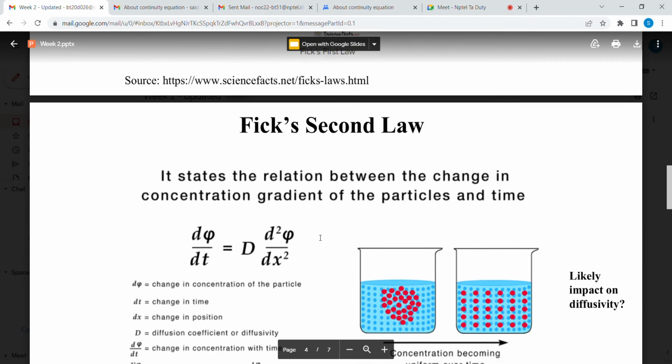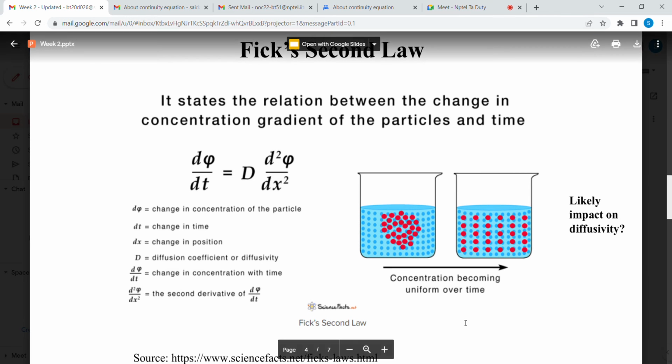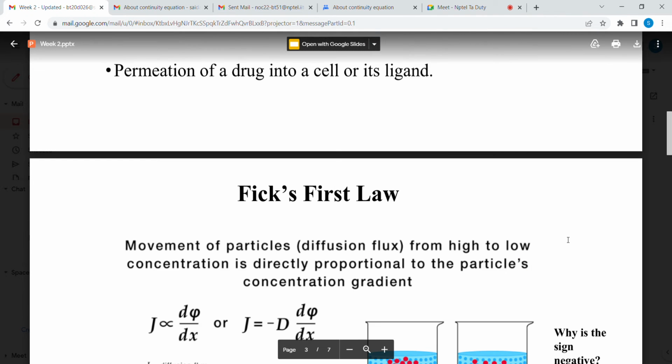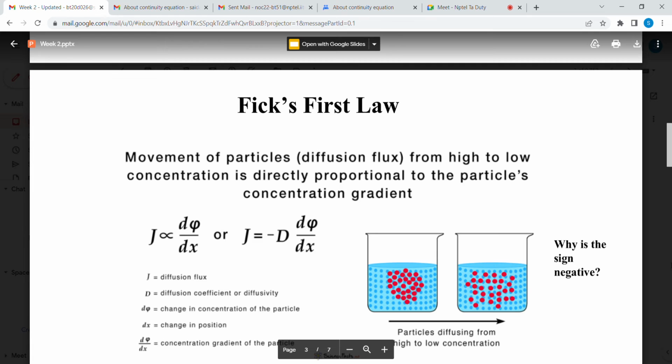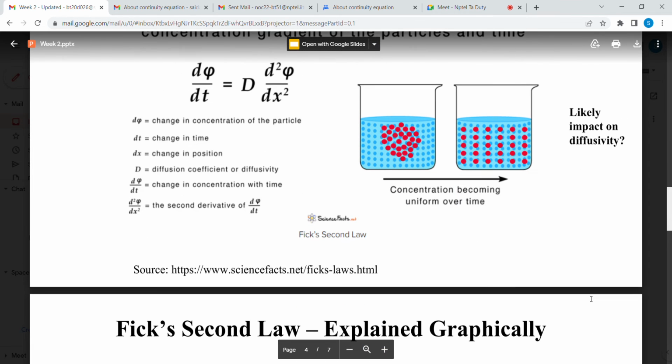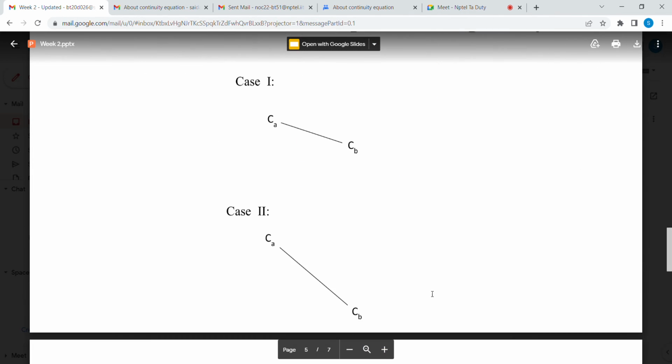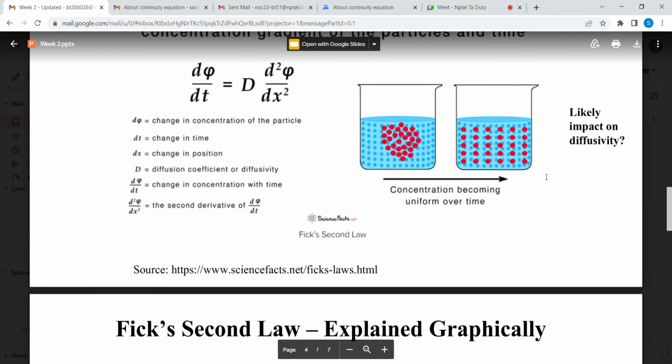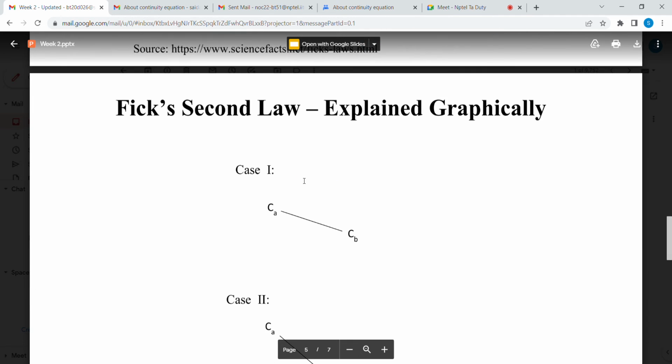Now I expected the audience, I would have asked, in the first case, why is this sign negative? I would have asked this. And in the second case, after explaining this, what would be the impact on the diffusivity of the molecule? So just because the concentration gradient is steep, will the diffusivity of the molecule change?